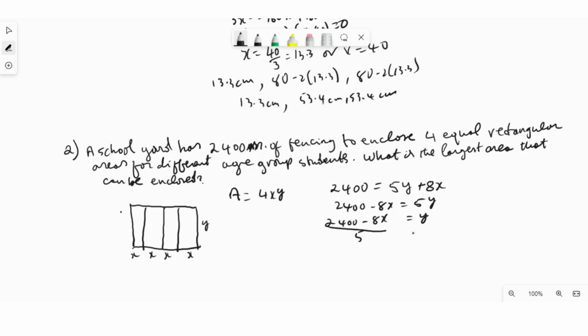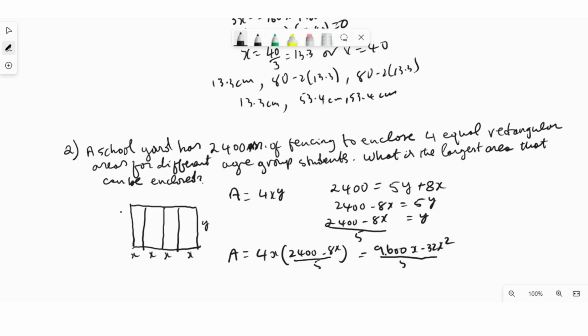I take this value of y and substitute it into the original equation: 4x times (2400 minus 8x) over 5. I simplify this, which is 9600x minus 32x squared over 5.